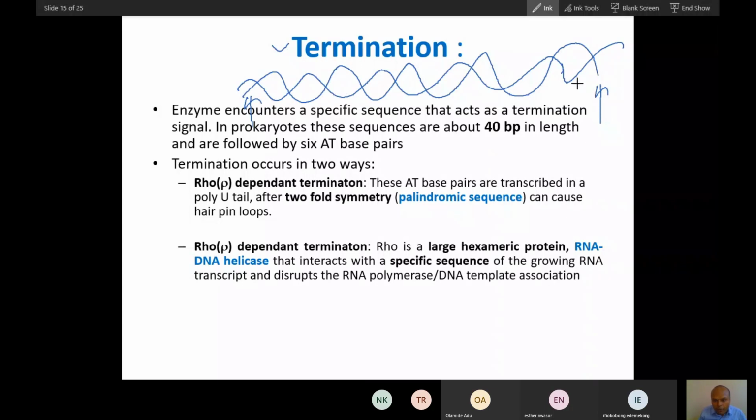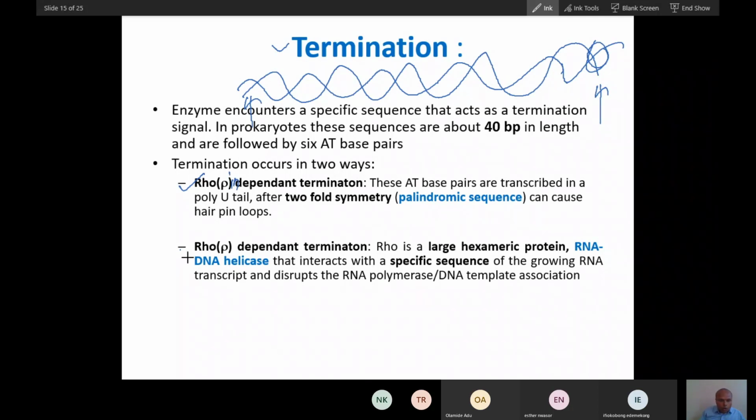This is called open reading frame. So when there is a stoppage in the DNA, then termination will happen. And there are two processes by which termination happens. One is the rho dependent process, the other is the rho independent process.